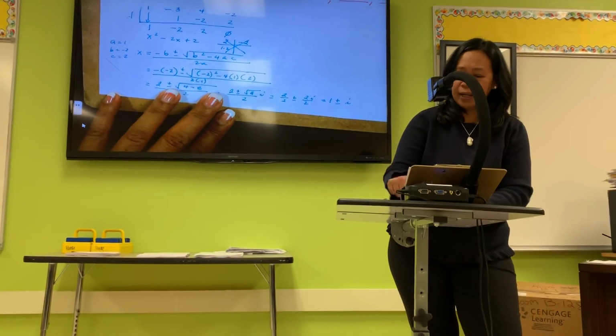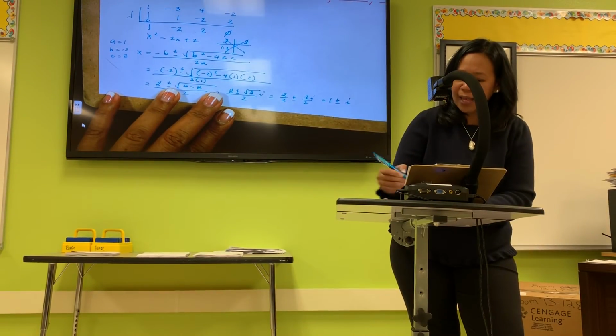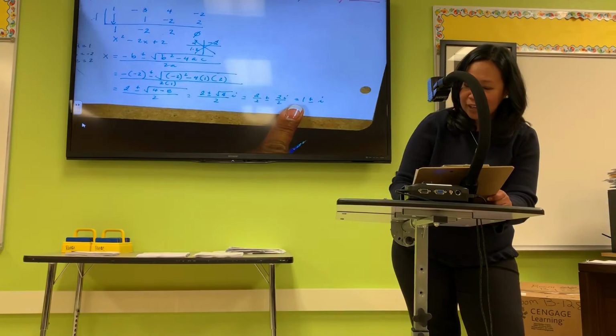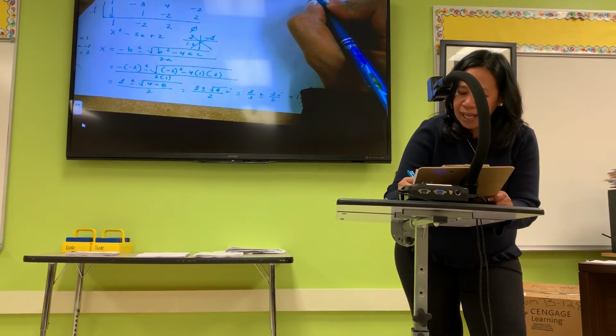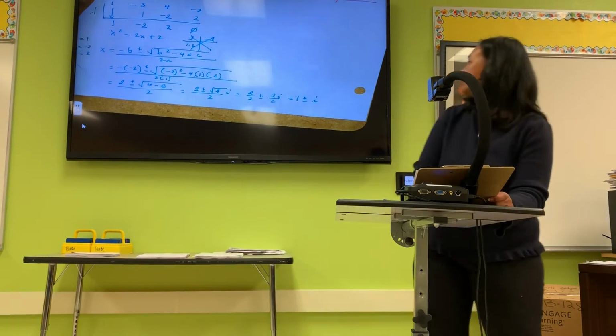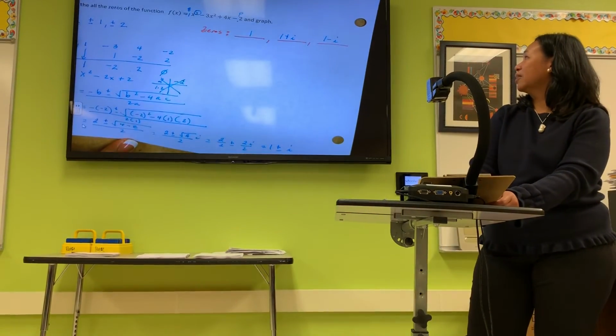So on our zeros, let's add now the conjugate again. Remember, they always come in pairs. So 1 plus i and 1 minus i.